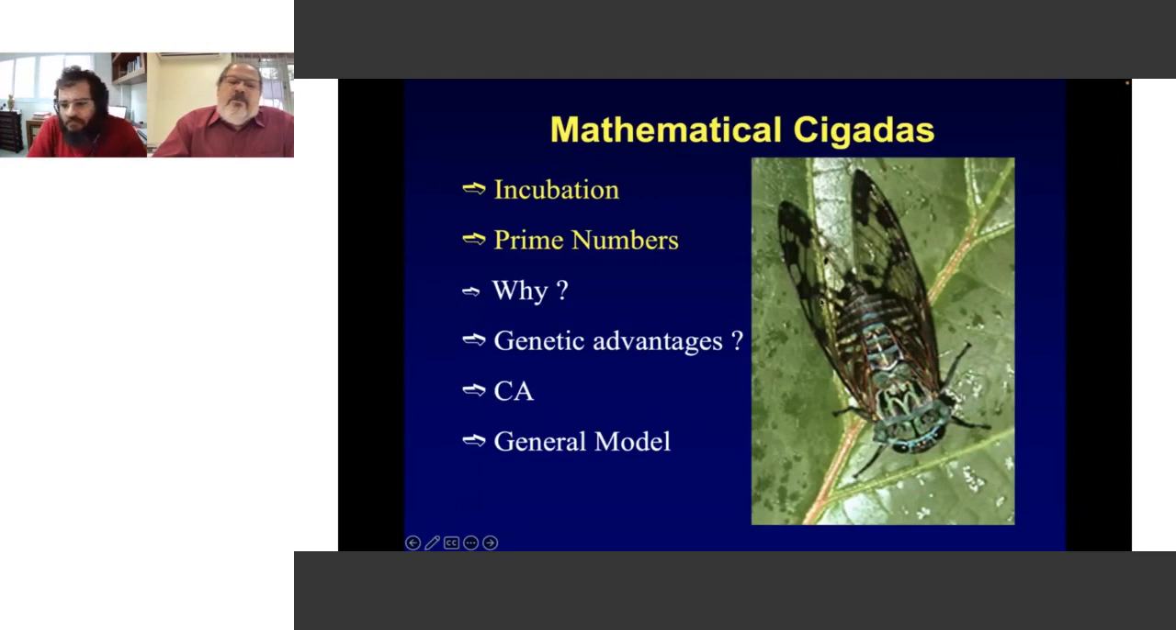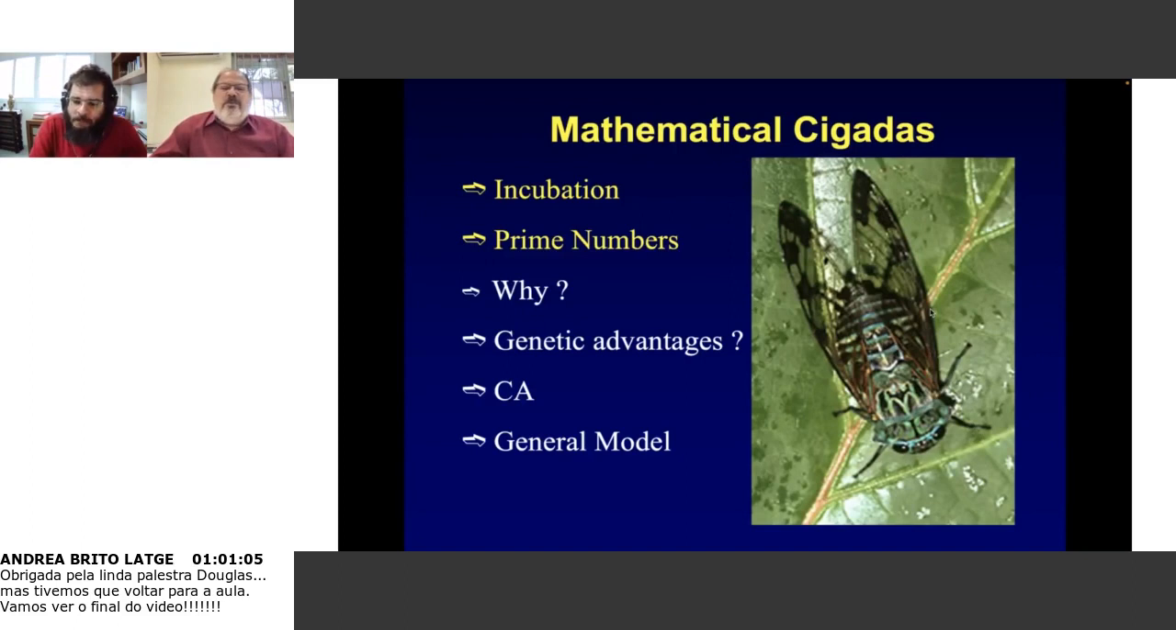Some of them incubate in 7, 11, 13, and the longest one, 70 years. They remain under the soil for 70 years, emerging in billions, and after a few days the next generation repeats the process. So the question is, why do they use prime numbers? There are many, many theories proposing this. Okay, genetic advantage could be an evolutionary gain.